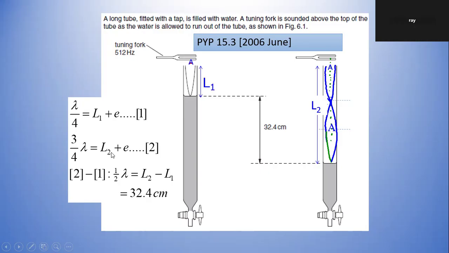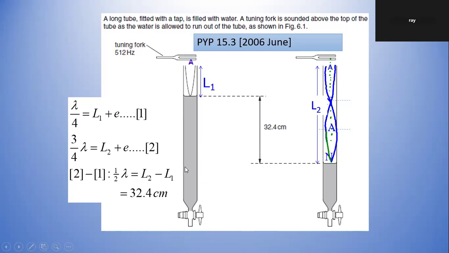So you subtract. You cannot use this equation without the E. That's the reason why you have to subtract equation 1 from equation 2 to get that equation there. That's what you want, and that equation is given to you as 32.4 cm.